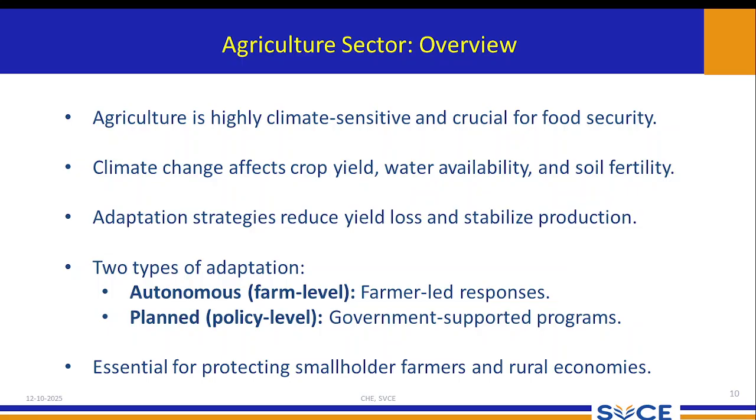Coming to the adaptation strategies: reduce yield loss and stabilize production. Two types of adaptation, autonomous and planned. What is autonomous? Farmer-led responses, at the farm level. Planned is at the policy level, government-supported programs. These two types of adaptation are essential for protecting smallholder farmers and rural economies.